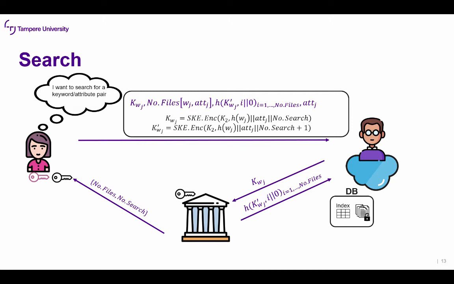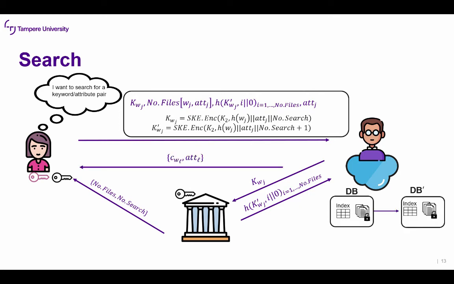So when the CSP receives the updated information from the TA, and if it is the same as the one received from Alice, it updates its database accordingly, sends back to Alice the keyword attribute pairs that she was looking for, and finally sends an acknowledgement to the TA to increment the number of search times by 1.